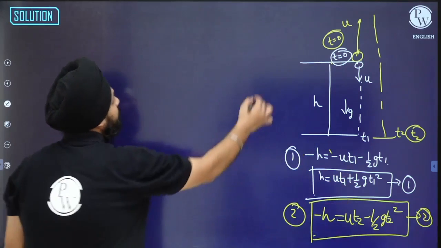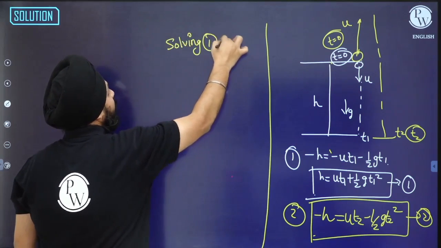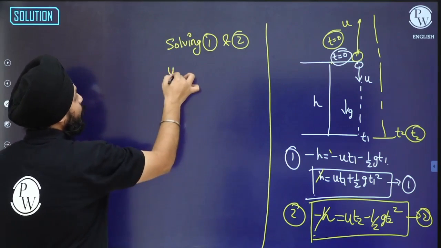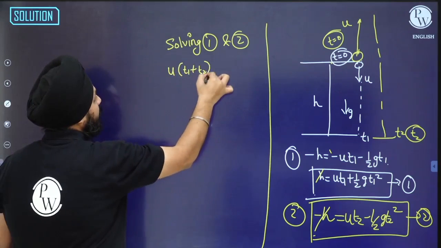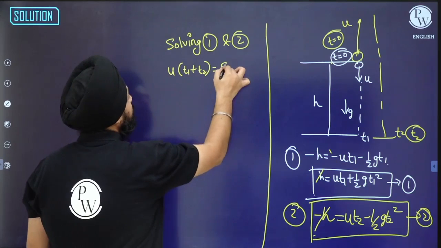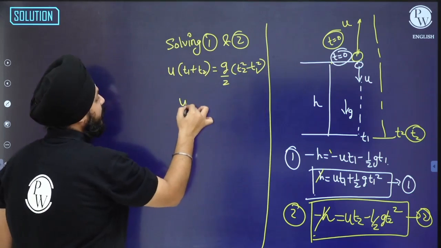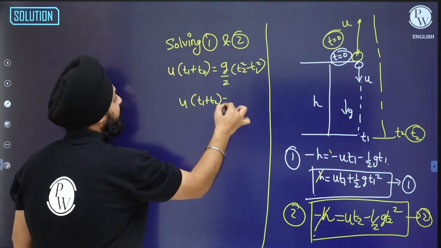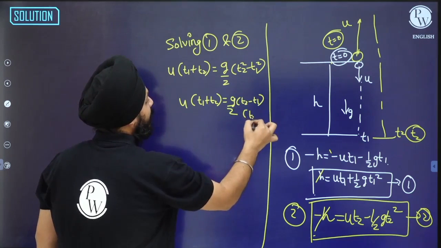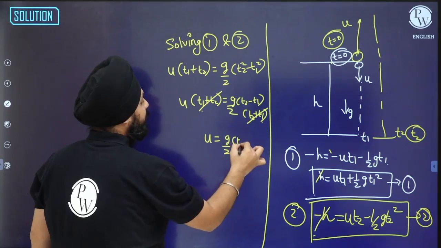Solving 1 and 2, h will get cancelled, right? We are getting u (t1 + t2) equivalent to g by 2 (t2 square minus t1 square). Resolving this, u (t1 + t2) is equal to g by 2 (t2 minus t1)(t2 plus t1). So this is going to cancel, and we are getting the initial velocity as g by 2 (t2 minus t1).